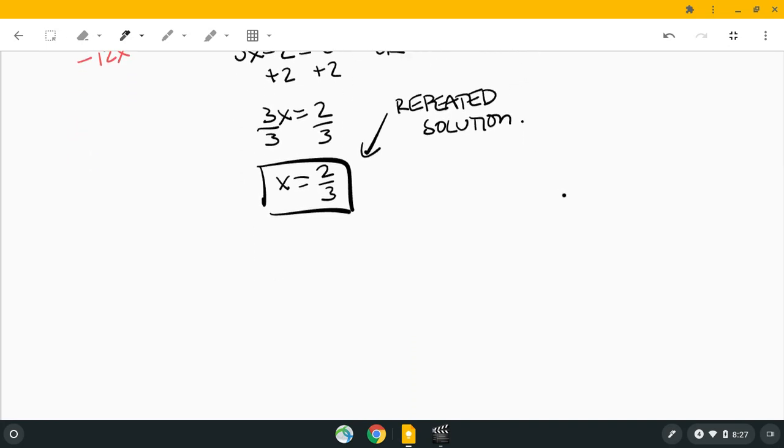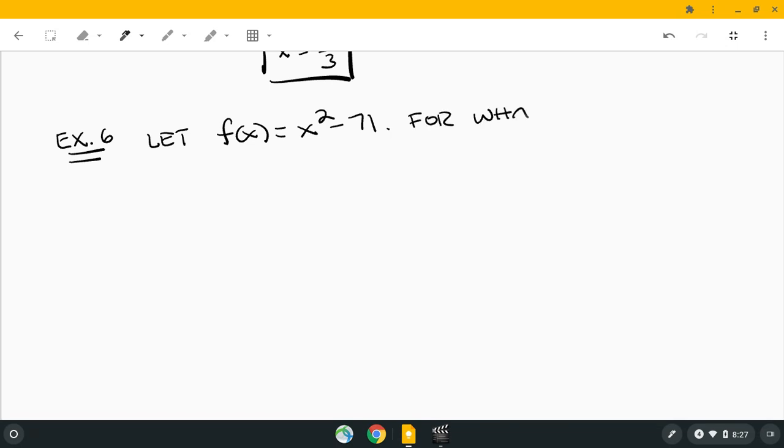All right, let's take a look at this one. Again, this next one is worded in a strange way, so it'll throw students off. But let's take a look at it. Okay, so it says let f of x equals, it's still a solving problem. So let f of x equal x squared minus 71. Okay, and then it's going to say for what values or value of x, in other words, solve for x.